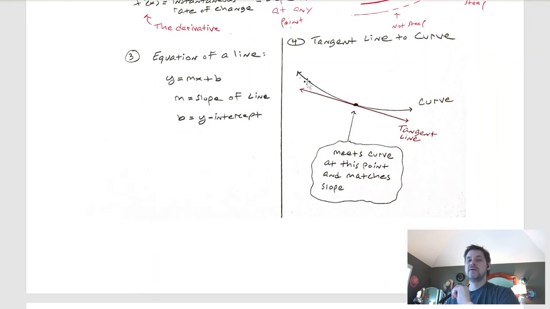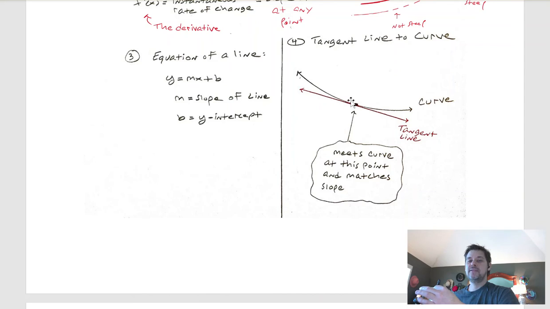Last thing, the ultimate objective of the video is to derive the tangent line to a curve, okay? So I'll just tell you in concept what that is. Imagine you have a curve. All right, there it is. The graph of a function, and it's curved. It's not straight. The tangent line to a curve is a line that meets the curve at a specific point, and it matches the slope of the curve at that point.